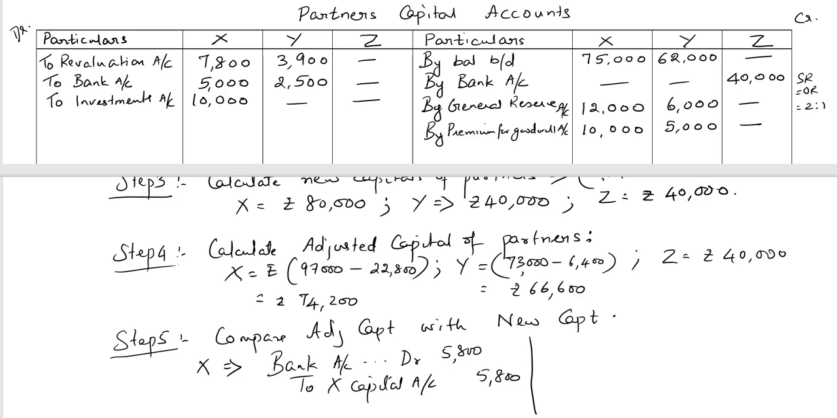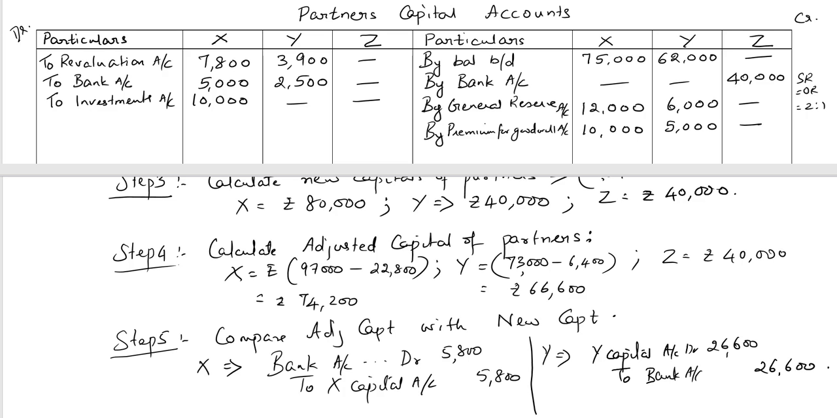Now in the case of Y, the adjusted capital is 66,600 rupees and the new capital is rupees 40,000. So Y has to withdraw cash. So the journal entry is Y's capital account debit to bank account 26,600, the difference amount.